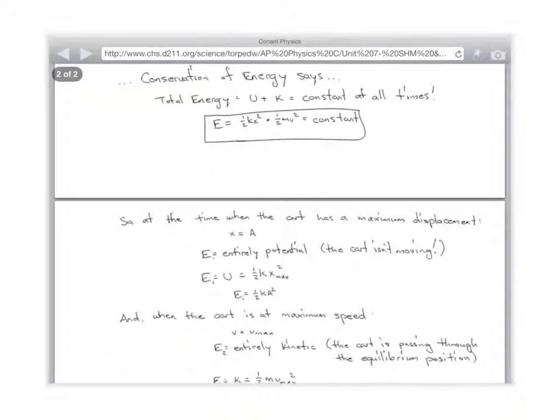At maximum displacement, how fast is the car going? 0. It's not moving at all, right? If you pull it all the way back, how fast is it moving? 0. So how much kinetic energy does it have right there? 0. So all the total energy is going to be 1/2 k x max squared, or 1/2 k A squared.